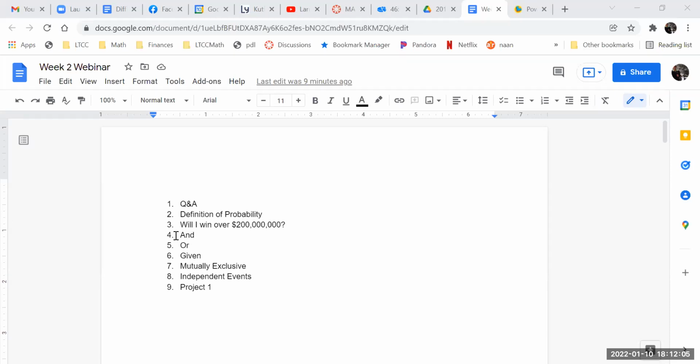Okay, and then I know this is going to look a little weird: and, or, given. Those are three big words in probability. We'll talk about how to read those and do those. Mutually exclusive, independent events, more words in probability. And then we'll talk about project 1.